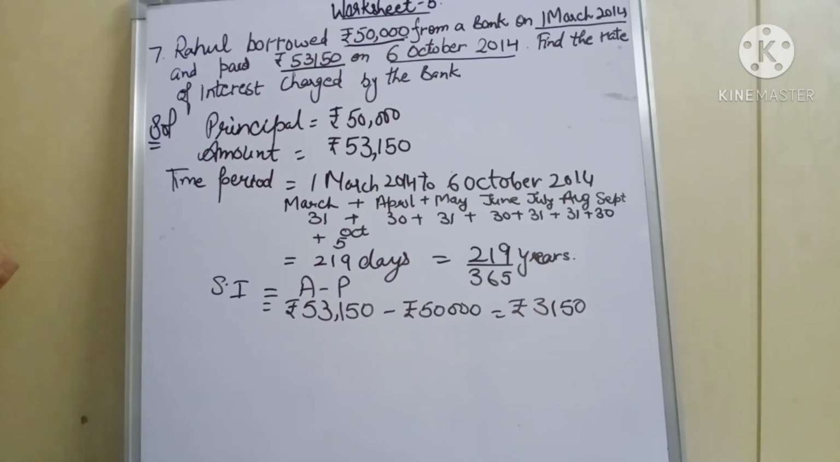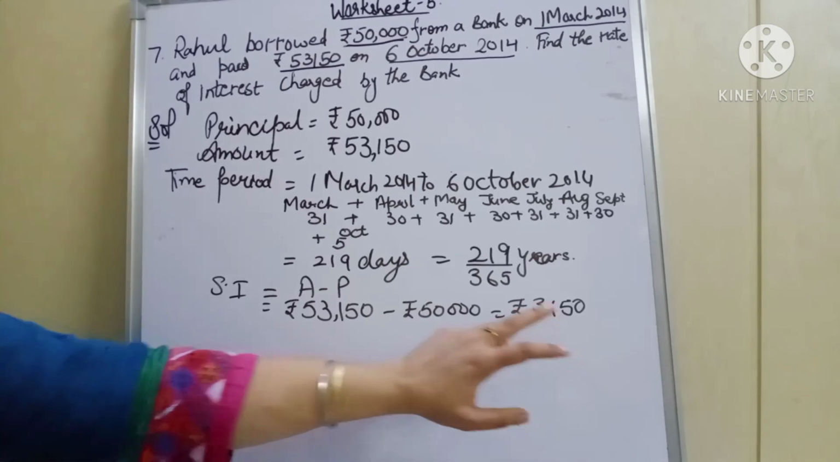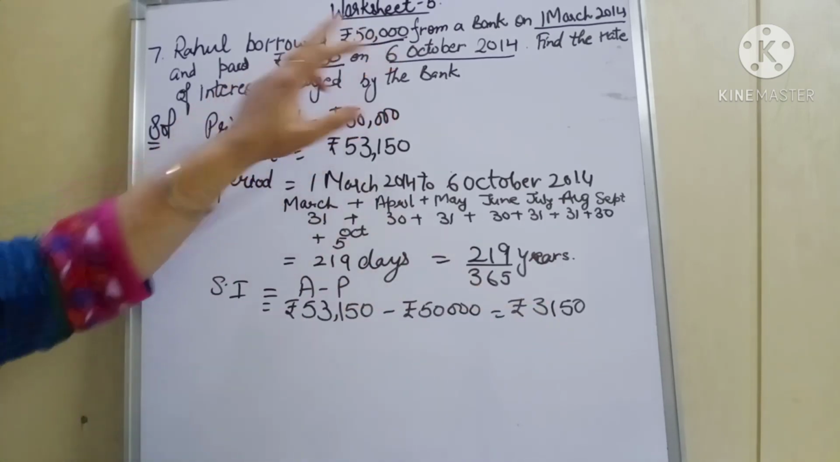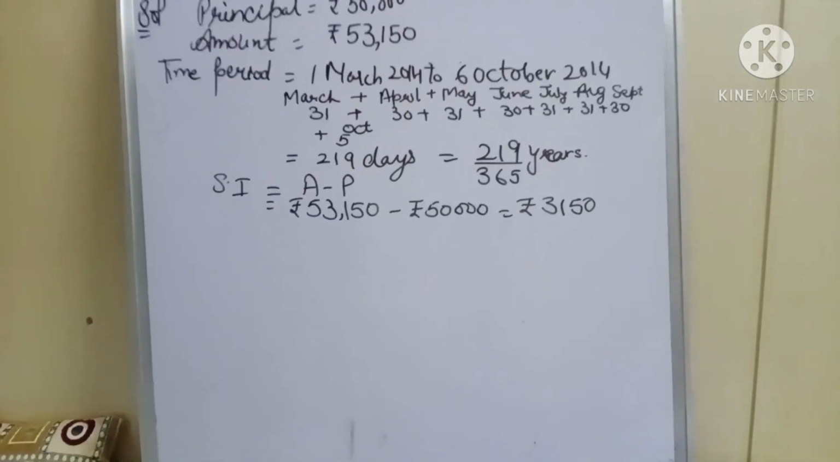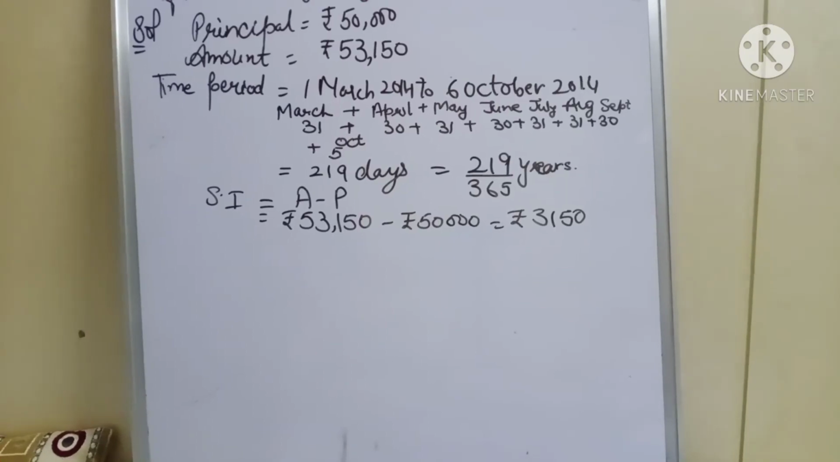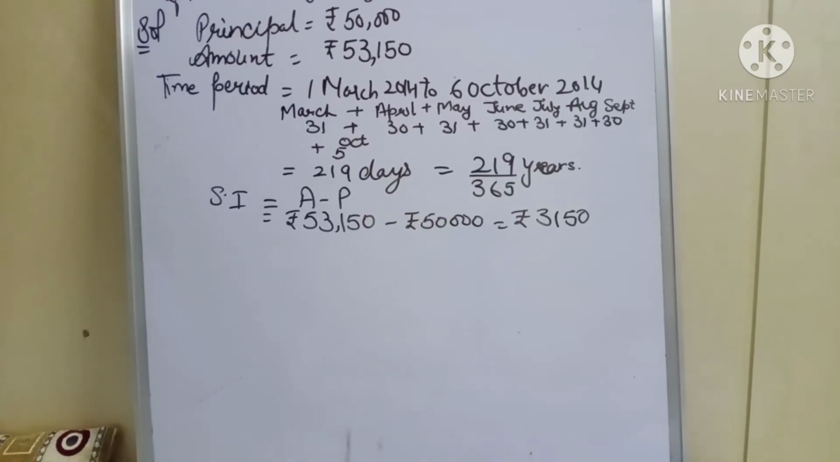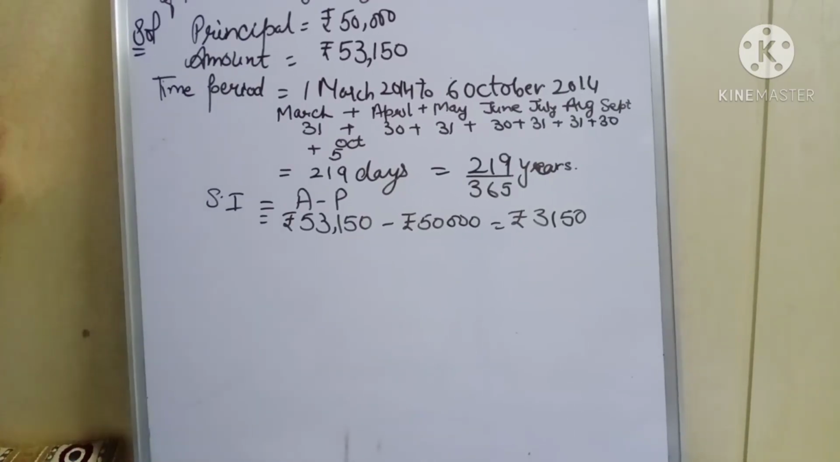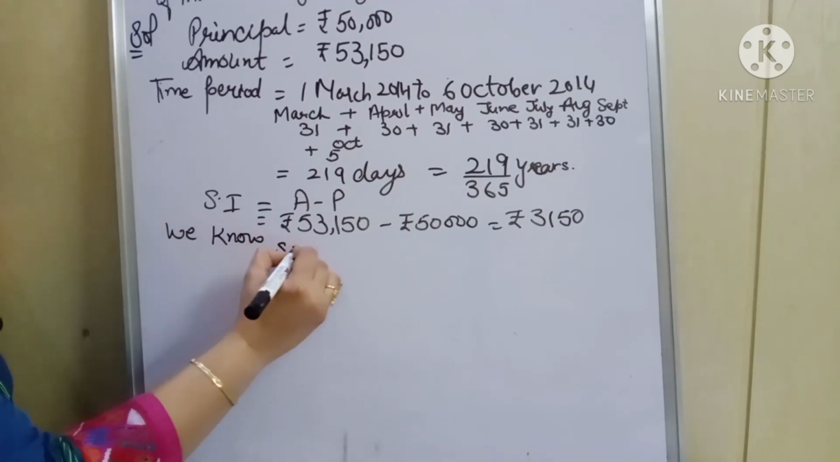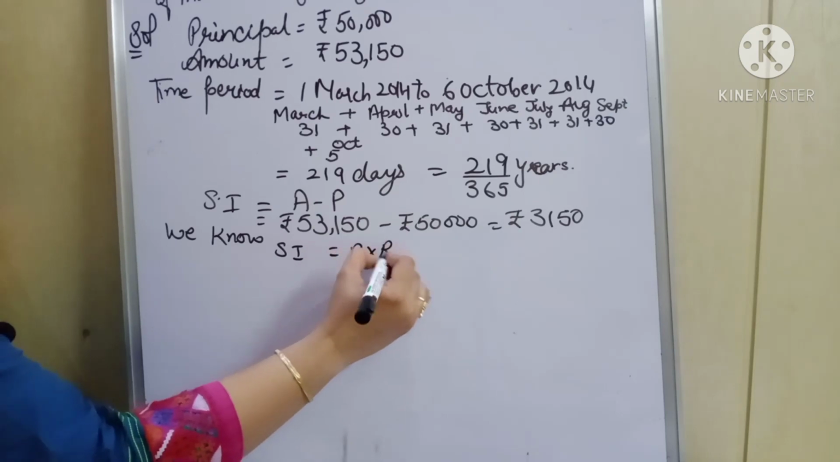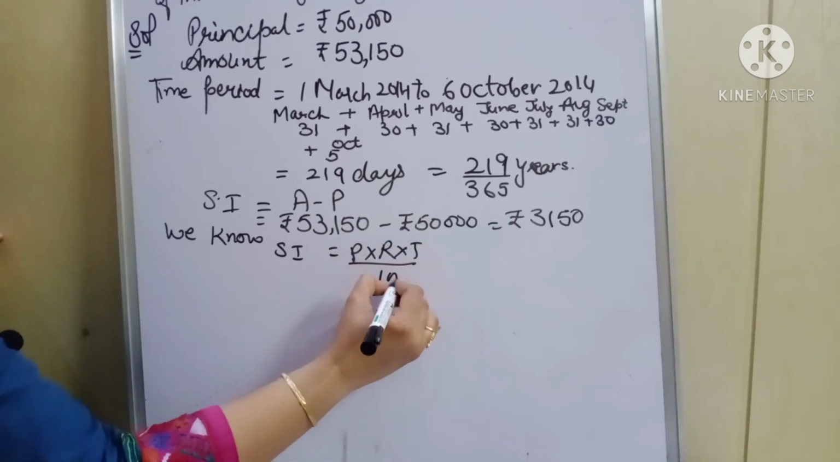3,150. So this is the simple interest which he has paid extra to the bank over rupees 50,000, the interest paid. Now we are going to calculate the rate of interest which they are going to ask from us. We know the formula for simple interest. Simple interest is equal to P into R into T by 100.